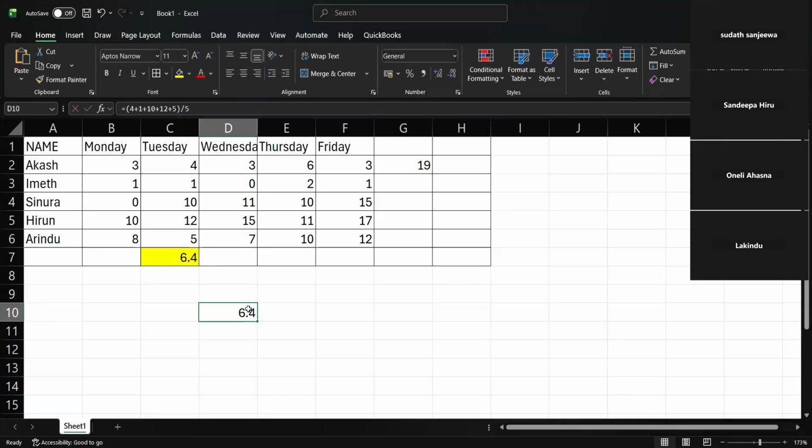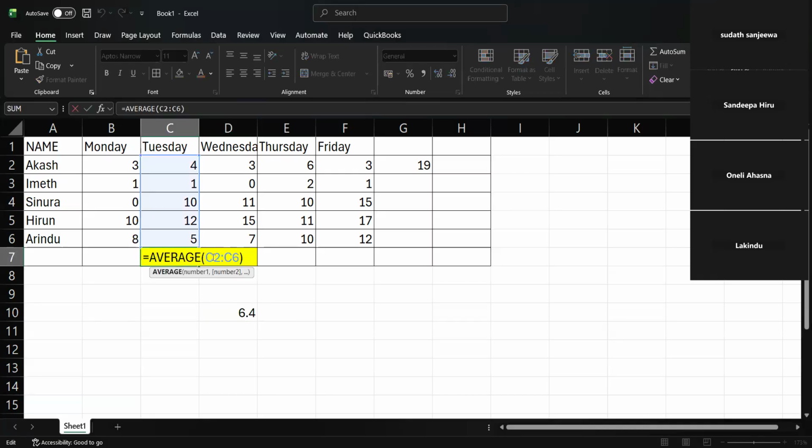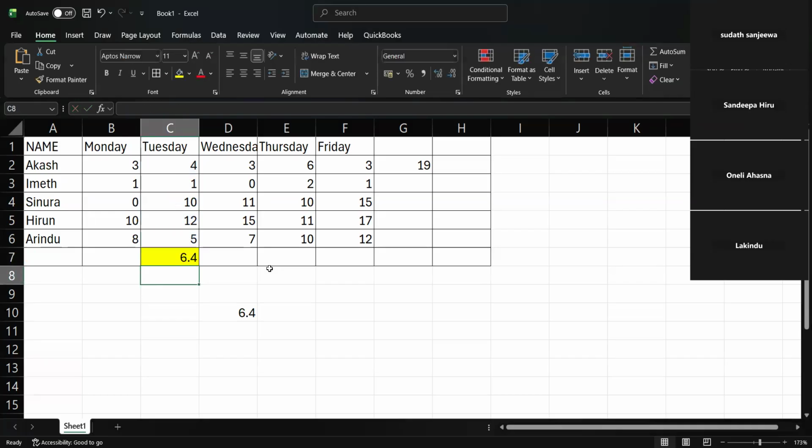Rather than typing those numbers here, we can directly get the average by this function, average C2 to C6. That is how we get it. Is it difficult? No, sir. If you have any question, please let me know.